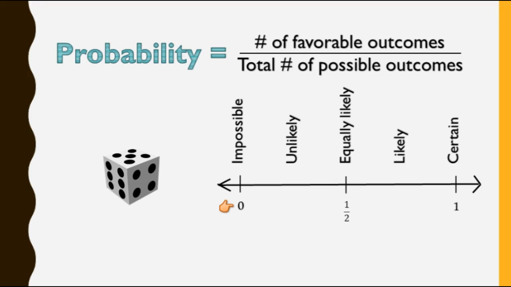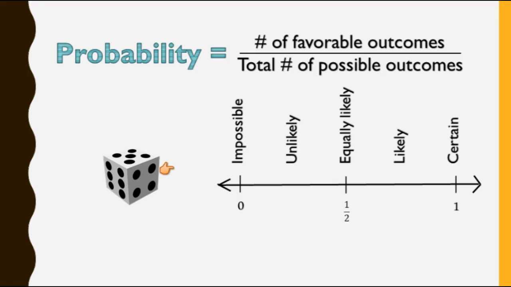Okay, so that's like me saying, what's the probability of landing on a 7? Well, there's no 7 on this number cube, so the favorable outcome is 0 because there's no 7s, so it would be 0 out of 6, so it's impossible. So that's when I would use that word.